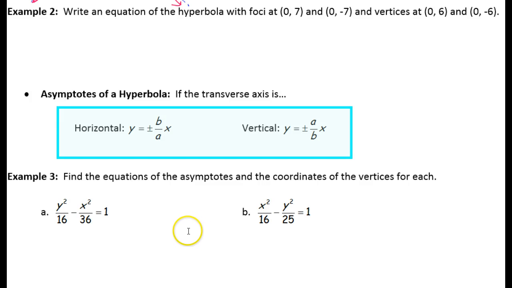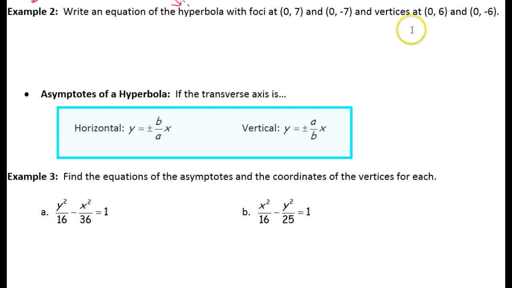In this video, we will continue practicing writing the equation and graphing the equation of a hyperbola. Looking at example 2, we want to write an equation for the hyperbola with foci at (0, 7) and (0, -7), and vertices at (0, 6) and (0, -6).